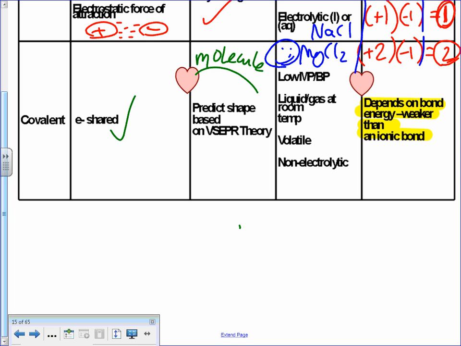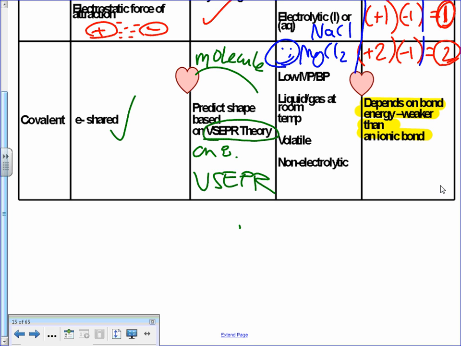So when I say shape, the shape is based off of this VSEPR theory. And this is something you'll define in chapter 8 in your reading guide, and I'm going to define it today too. VSEPR stands for valence shell electron pair repulsion theory. That's in a couple slides as well. So that's how their shape is determined, based on these valence shells of electrons and how they bond together.